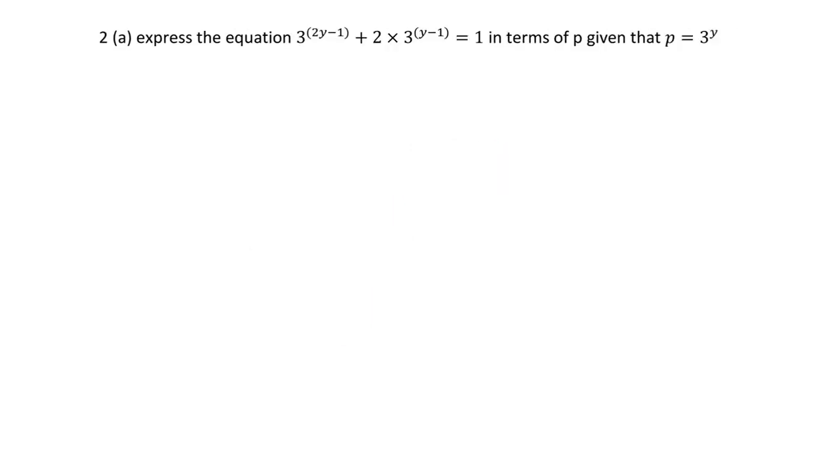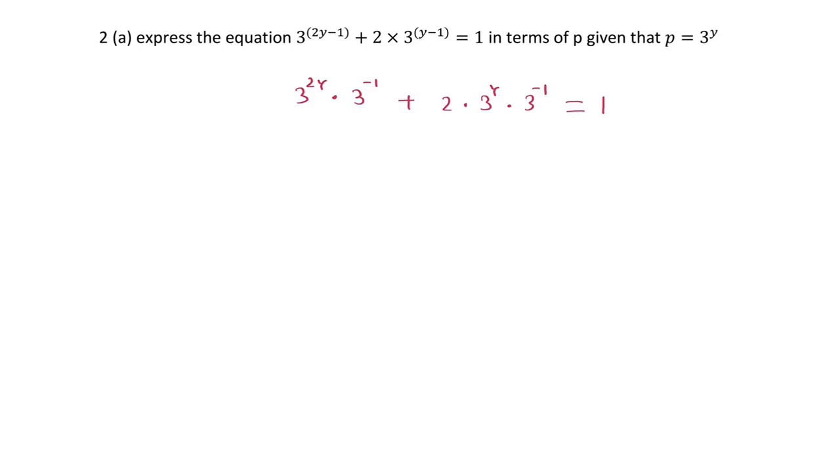Question number 2, part A. Express this equation in terms of P given that P equals to 3 power y. Okay, so this is an exponential problem. So to solve the problem, let us break the exponents as follows. So our expression is going to be 3 power 2y times 3 power negative 1 plus 2 times 3 power y times 3 power negative 1 equals to 1.